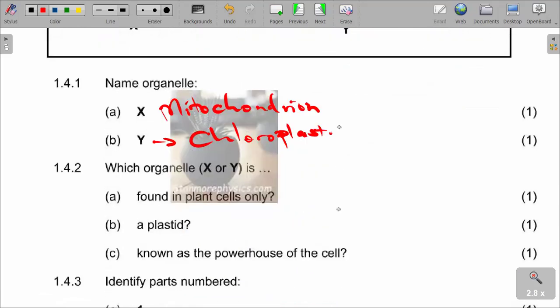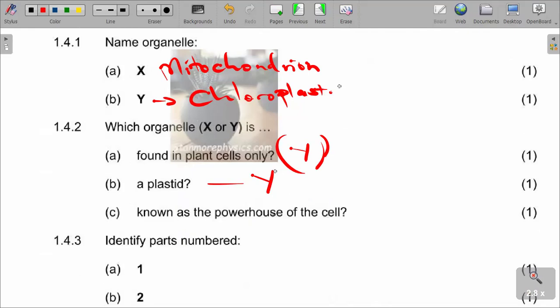Which organelle is found in plant cells? In plant cells, obviously we talk about the chloroplast. Y is found in plant cells. And then the organelle known as the powerhouse of the cell is the mitochondria, which is X.